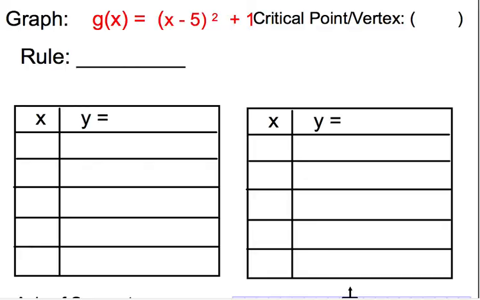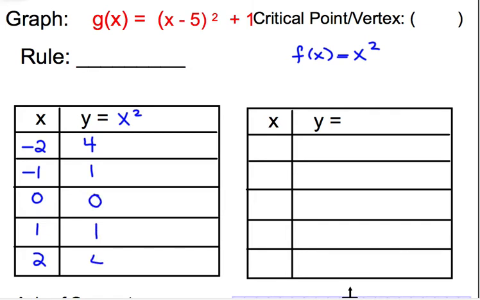So our parent function for a quadratic is f of x equals x squared. So if you remember, you would go ahead and find the 5 points. So we are going to evaluate the function for -2, -1, 0, 1, and 2. -2 times -2 is 4. -1 times -1 is 1. 0 times 0 is 0. 1 times 1 is 1. 2 times 2 is 4. So there would be our parent.